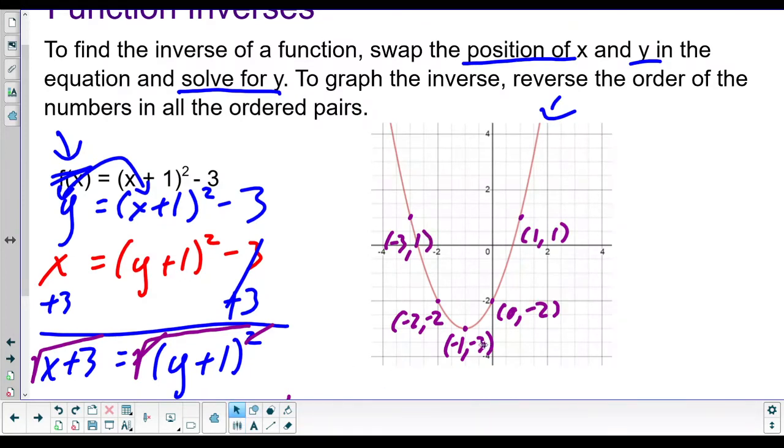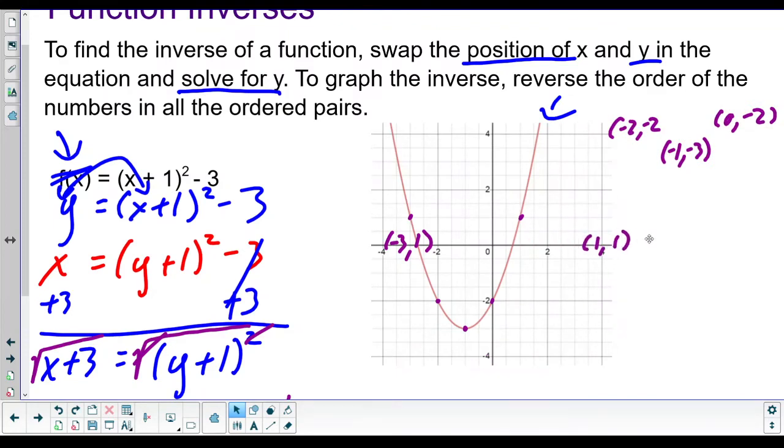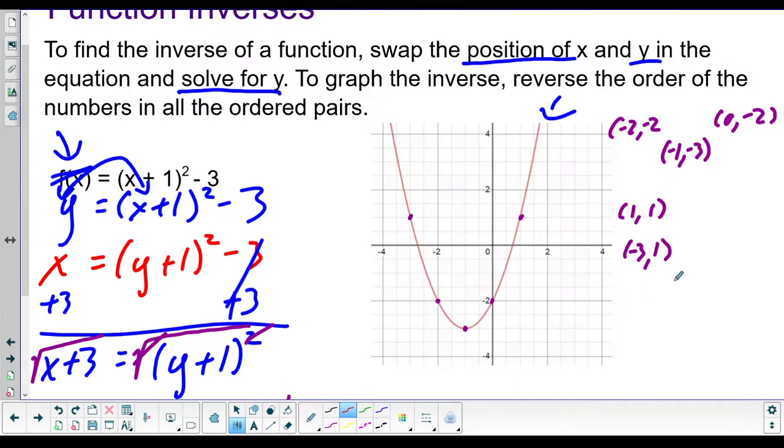Now what you want to do is take all these ordered pairs, and we want to reverse the order of the numbers. Don't change their signs. You're going to leave the signs alone, but you're going to swap the numbers. So -2, -2, switch them, it's still -2, -2. That point isn't going to move. -1, -3 though, that's going to flip to -3, -1. So -3, -1, that goes right there. 1, 1, that point doesn't change. So we'll put that one back.